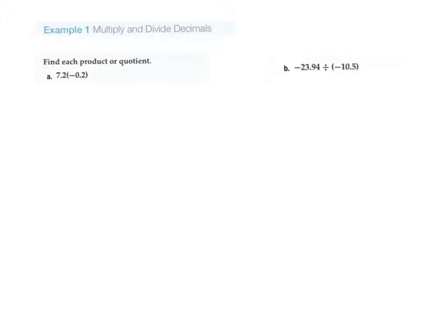Alright, to do these problems, you're just basically going to use your calculator and multiply your decimal out. We do have a negative sign here, so that means our answer is going to be negative. So all we have to do then is multiply 7.2 times 0.2, and we get our answer of 1.44, and it's negative because there's one negative sign.